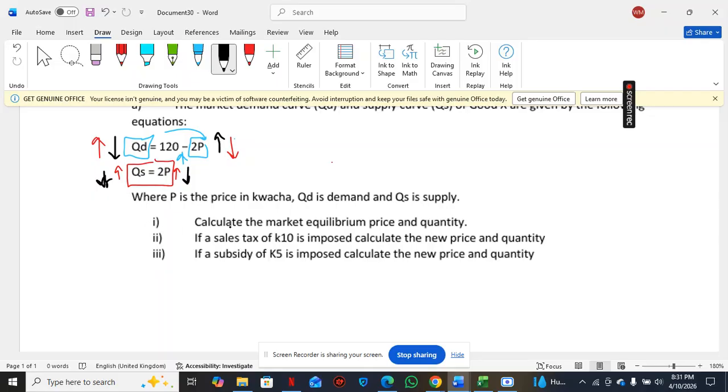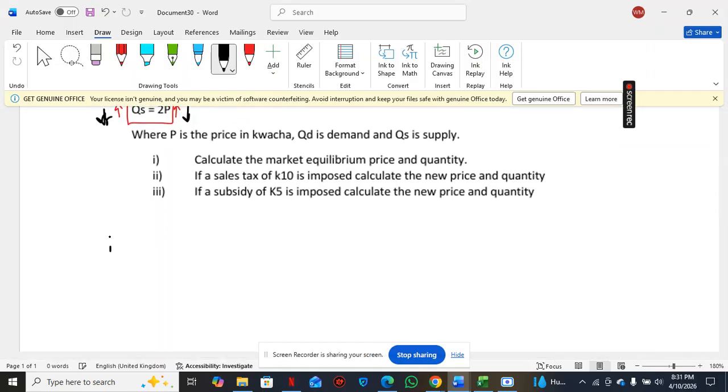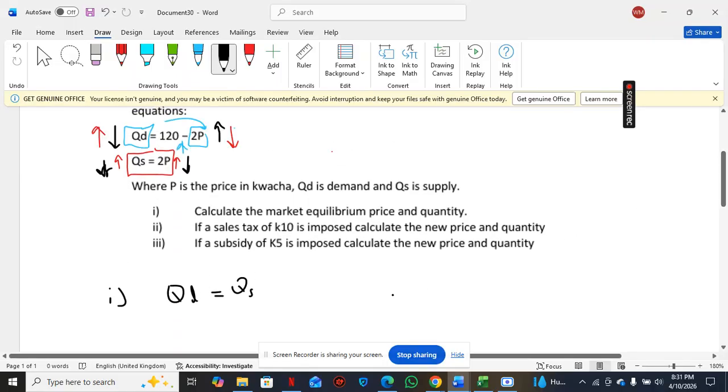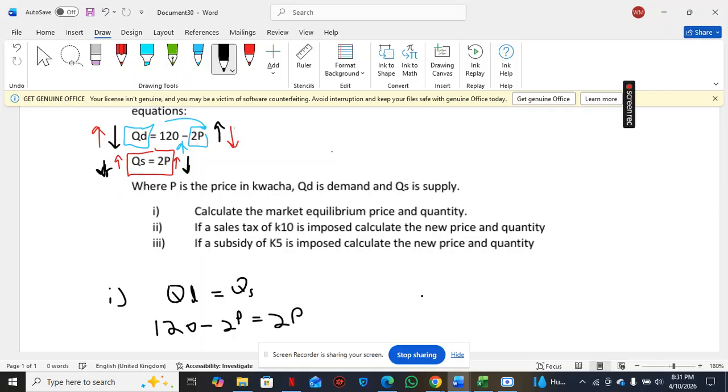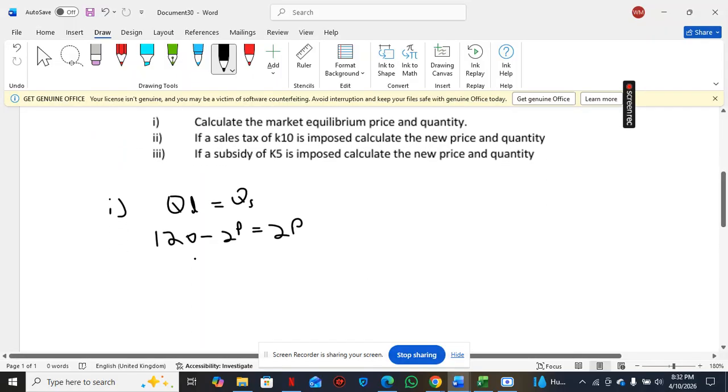So number one, calculate the market equilibrium price and quantity. So remember, colleagues, at equilibrium, quantity demanded equals quantity supplied. So you're going to equate these functions. It's just a matter of algebra. 120 minus 2p equals 2p. We have to solve for p. We have to find the price.